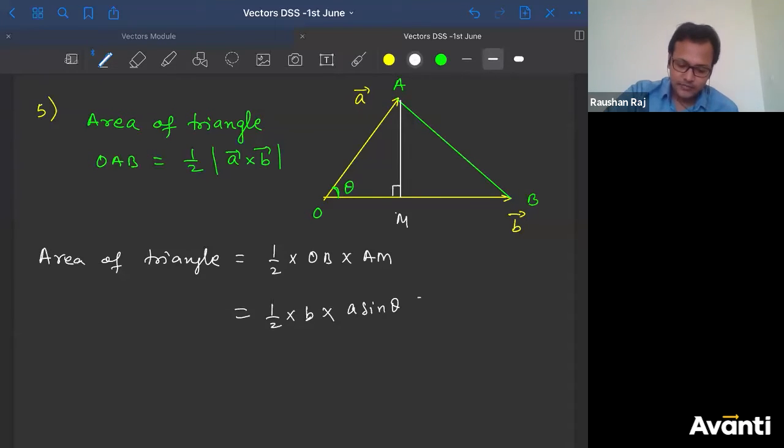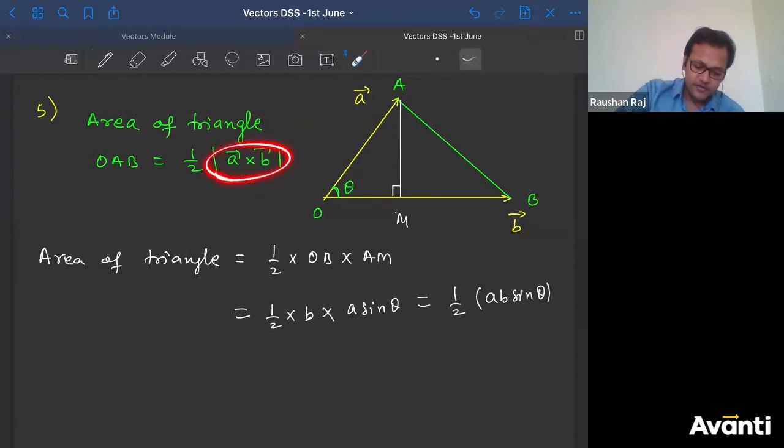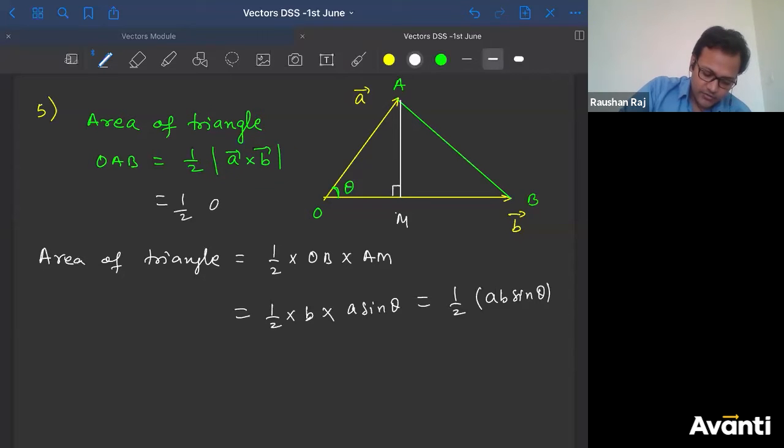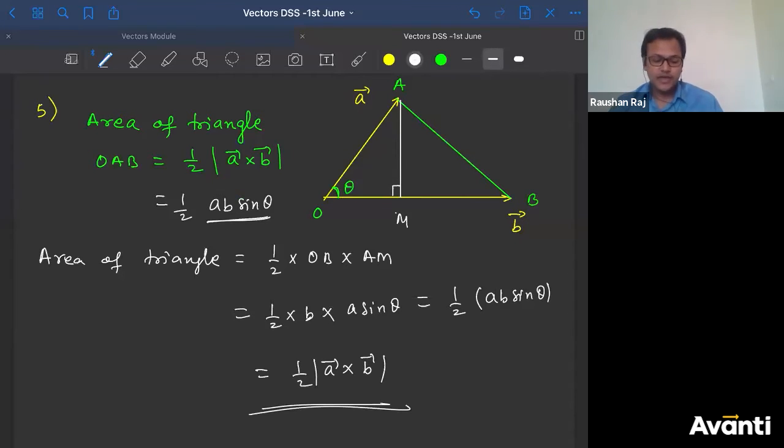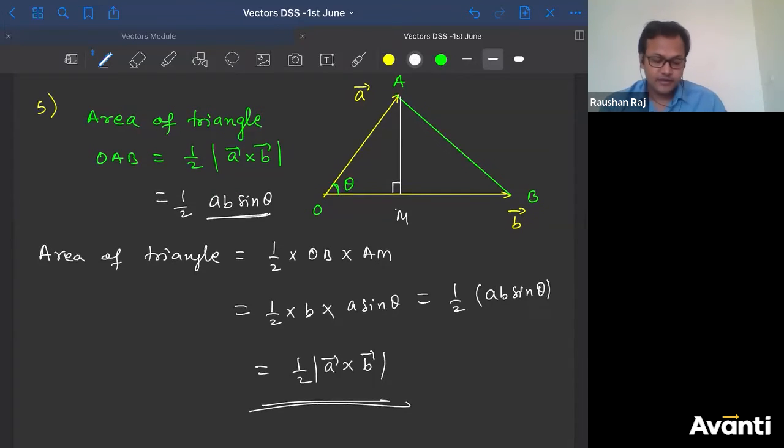So I am going to get 1/2 into AB sine theta. And tell me guys, what is the magnitude of A cross B? That is nothing but AB into sine of theta, if theta is the angle between them. So can I say that the area is nothing but half into modulus of A cross B? This is it. Hence proved according to your language. Got it, guys? Click yes if you have understood.